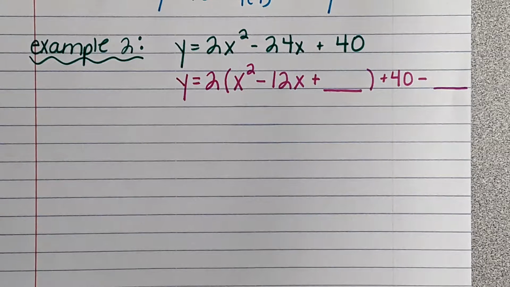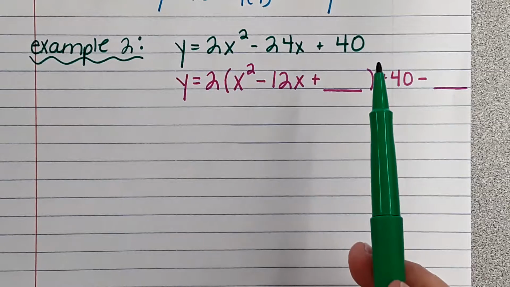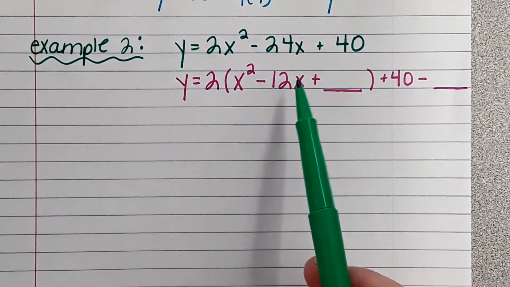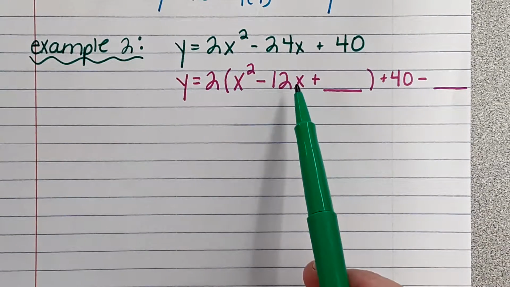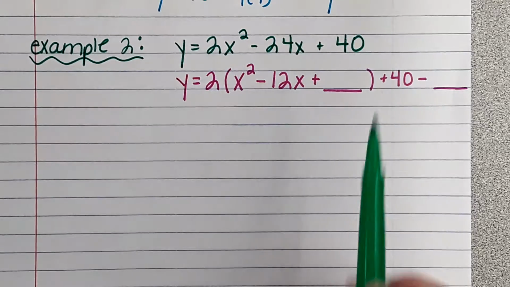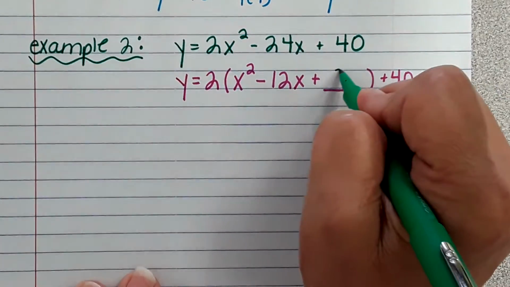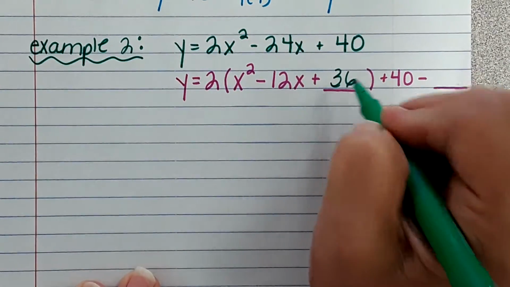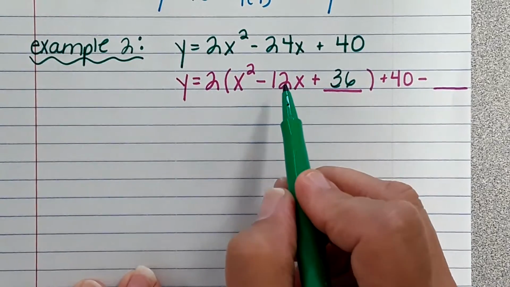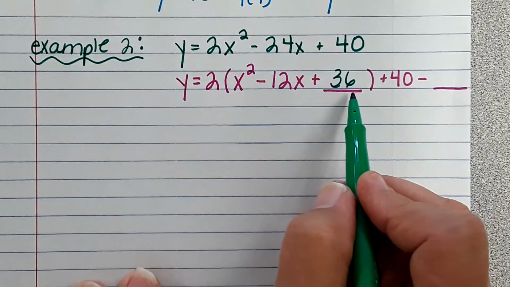Okay. So now what I'm going to do is find the blanks. This is what I do. So to find this blank, I'm going to take half of 12, which is 6. I'm going to square 6, which is 36. So again, to get the 36, I took half of 12. You always do this. Half of 12, you square it. That's how I got 36.